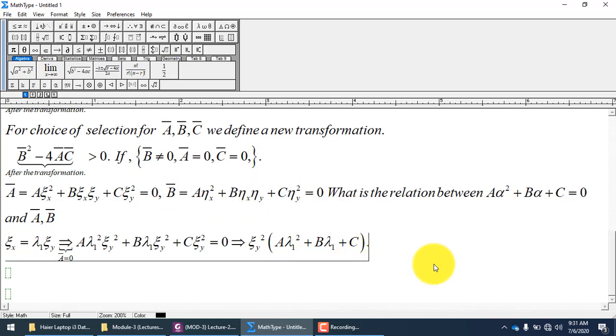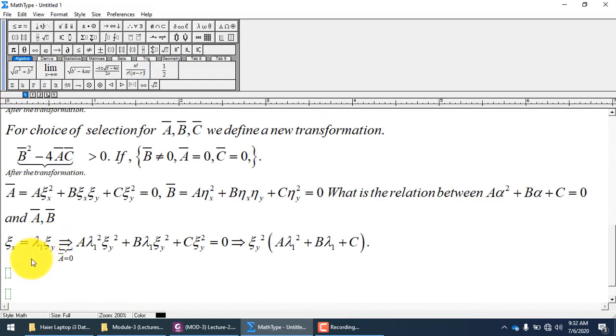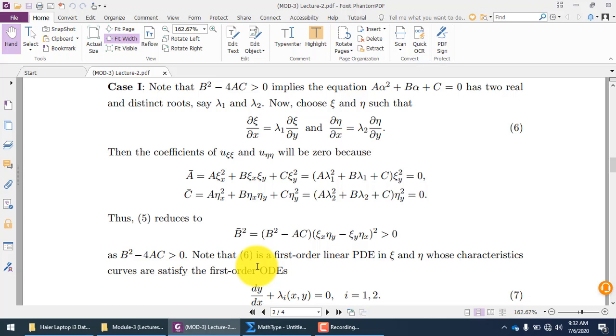So indeed the choice of xi and eta is like that: xi x equal to lambda 1 xi y, and eta x is equal to lambda 2, the second root for the initial quadratic equation, lambda 2 eta y. So these are the choices for xi and eta.